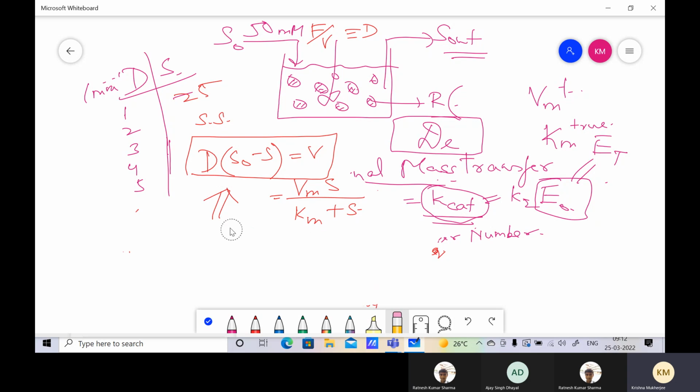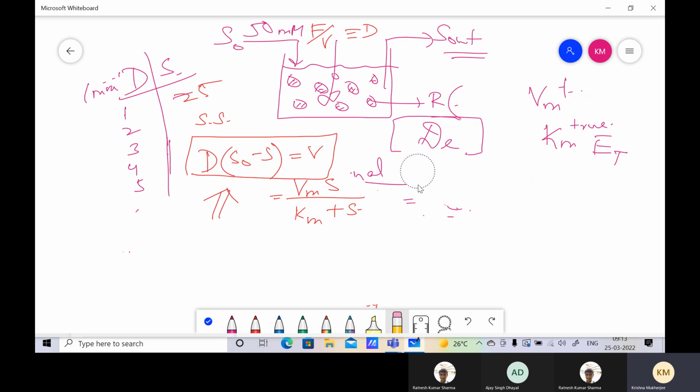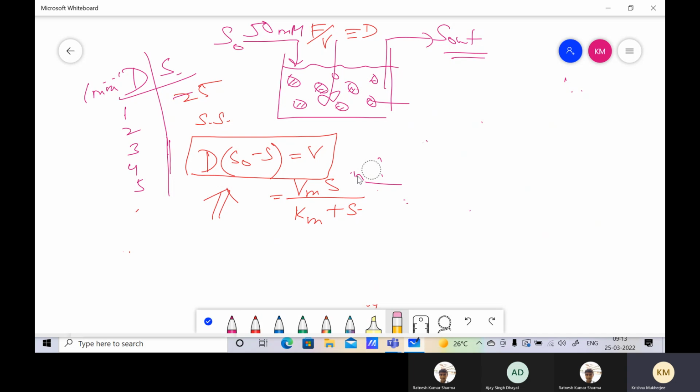Now tell me, how would the plot look like for different dilution rates? Suppose I give you the values of Vm and Km. Let us do it very, very slowly, because I think we have serious issues here. I do not know, somebody has taught you improperly or properly, I do not know. Suppose Km is 5 and Vm is 50.